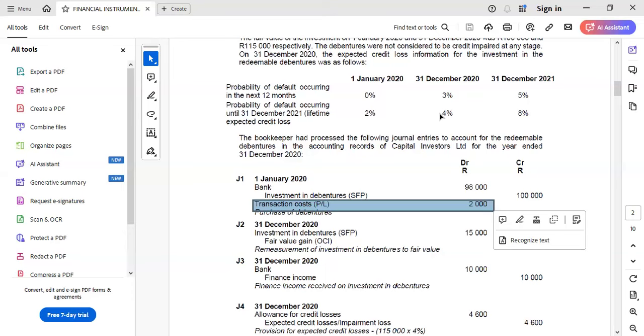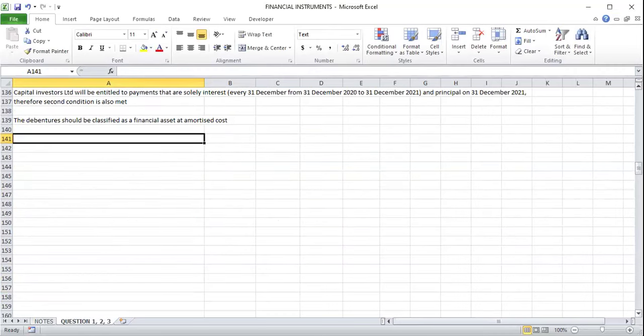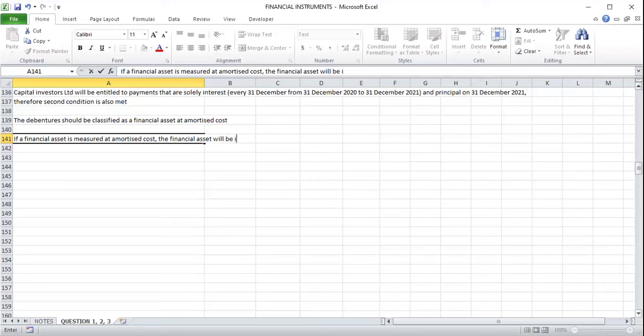So we're going to say if a financial asset is measured at amortized cost, the financial asset will be initially measured at cost, including transaction costs.